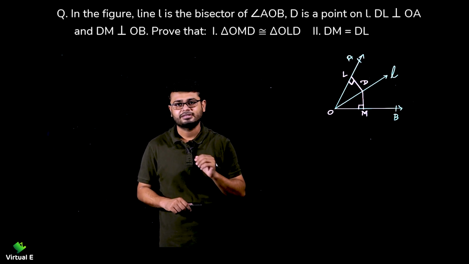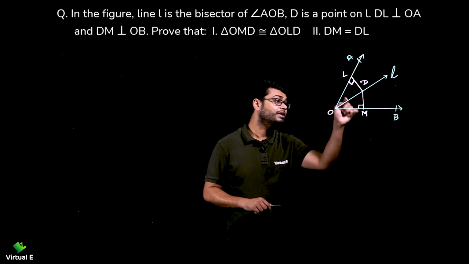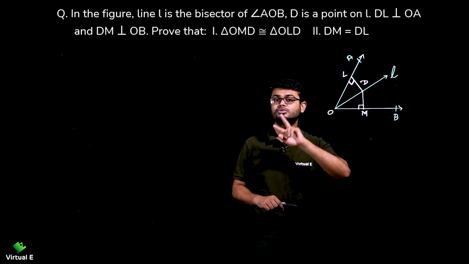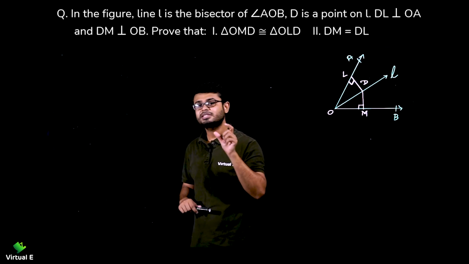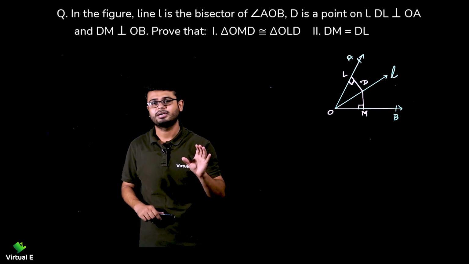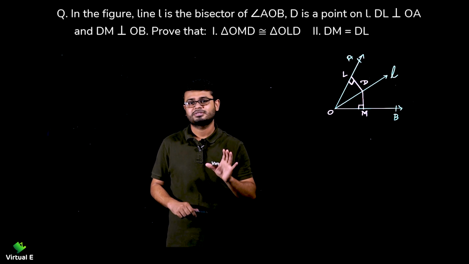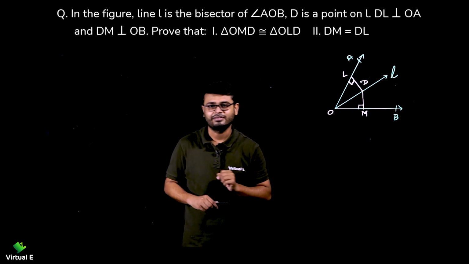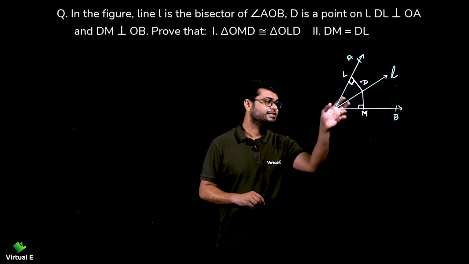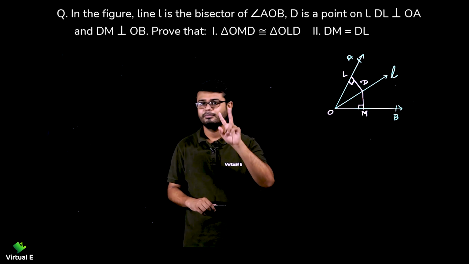Now angle bisector means what? It is going to divide the angle into two equal parts. Remember these keywords, these are very important. These are the hidden conditions that we need to identify. An angle bisector divides an angle into two equal parts.